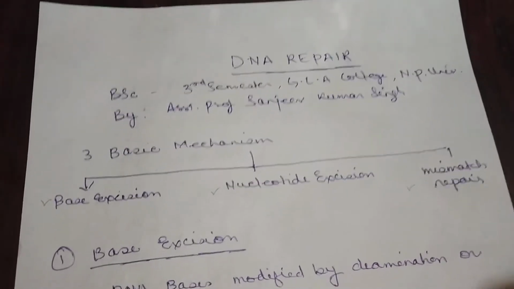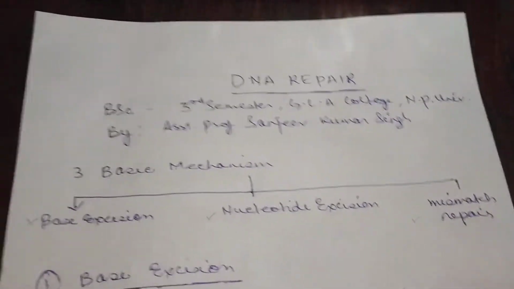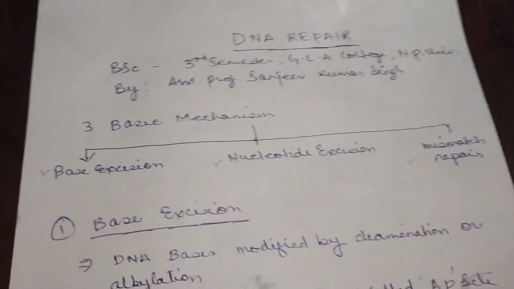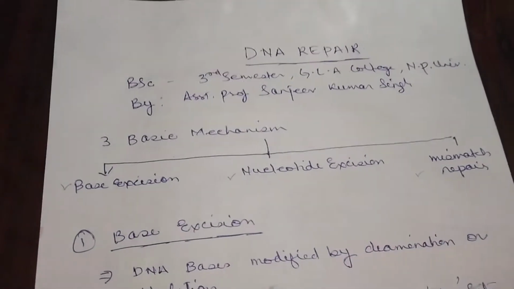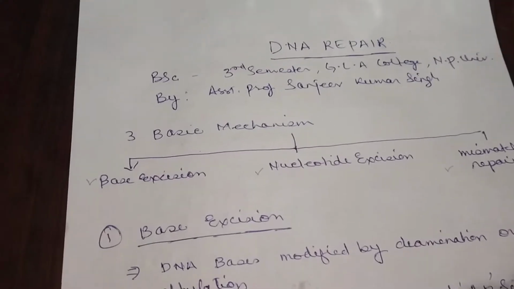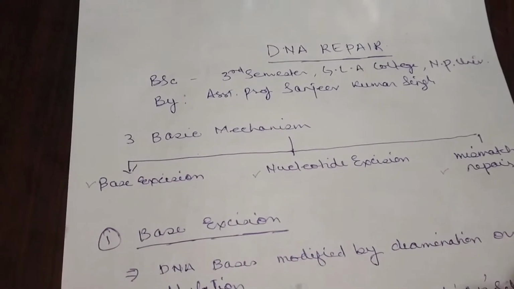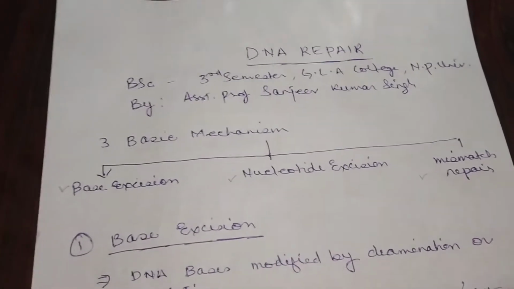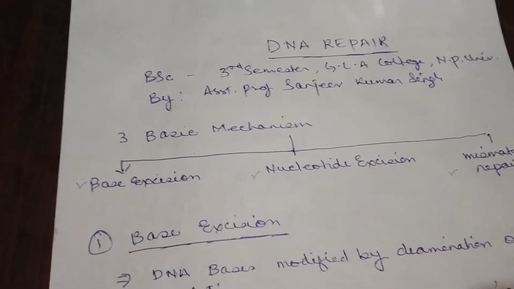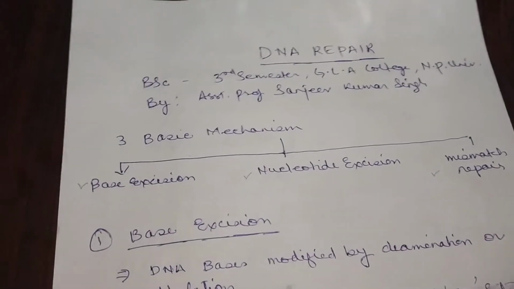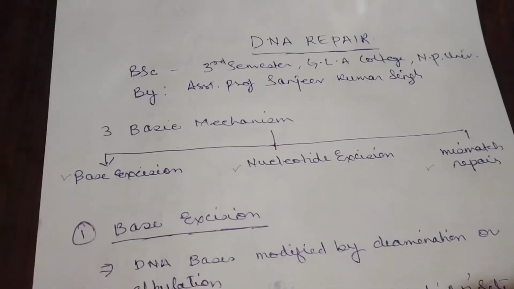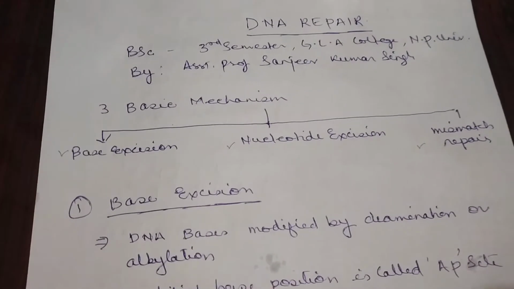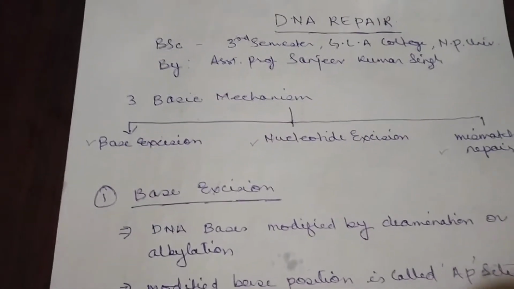DNA gets damaged because of many reasons. It may be endogenous or exogenous. Endogenous factors are some metabolic errors, metabolite errors, or replication errors. Exogenous aspects include mutagens, environmental factors, radiations, and there are a plethora of those things.